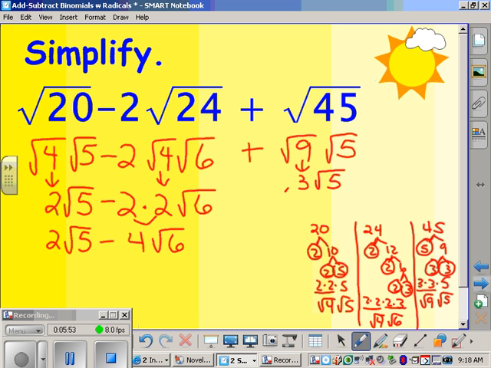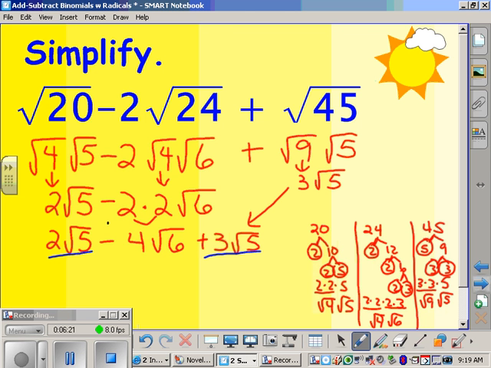So let me drop that down. So we have plus 3 radical 5. Now, how many of these radicals are like terms? Hopefully you can see only the first and the last have the matching numbers under the radical symbols. So the one in the middle, the negative 4 radical 6, will not be combined with anything at this point. We're only going to combine 2 radical 5 with positive 3 radical 5.